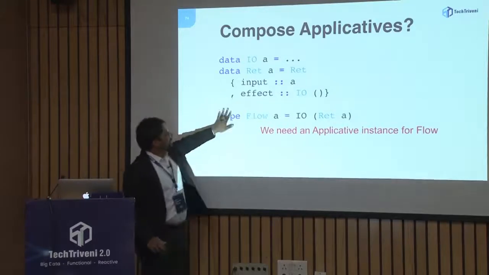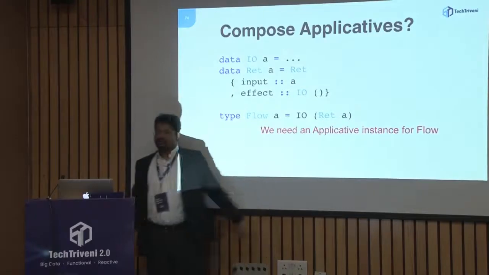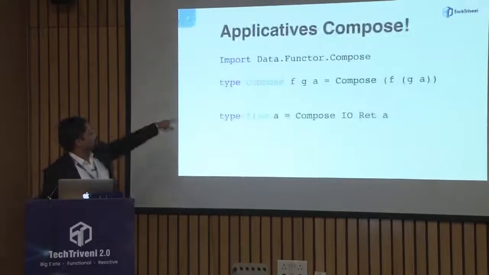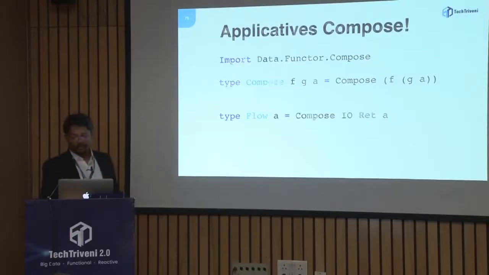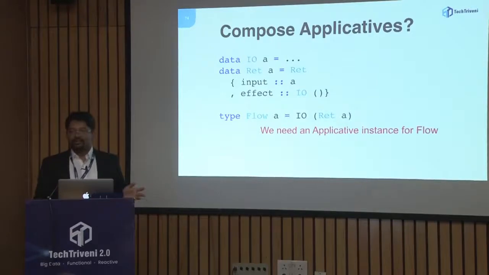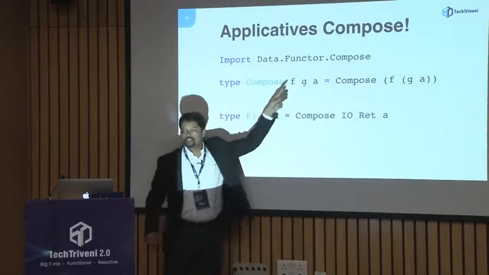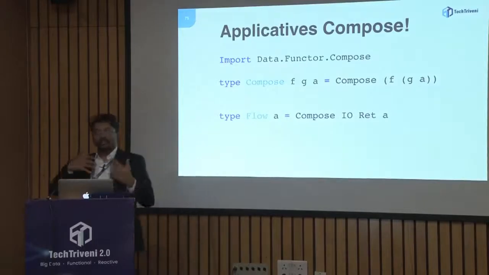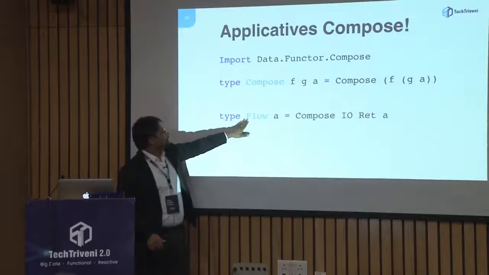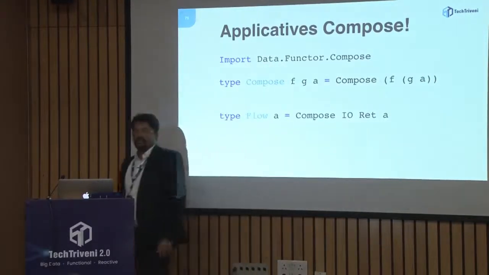We define a type called flow, which does both IO and returns a ret, because we have to compose those two things together. And we define an applicative instance for flow, okay? For this flow. Turns out we don't have to write it. The standard libraries already have something called compose, which can take any two functors and join them together, right? So this works for applicatives also. So we basically say that our flow is a composition of IO and ret, right?